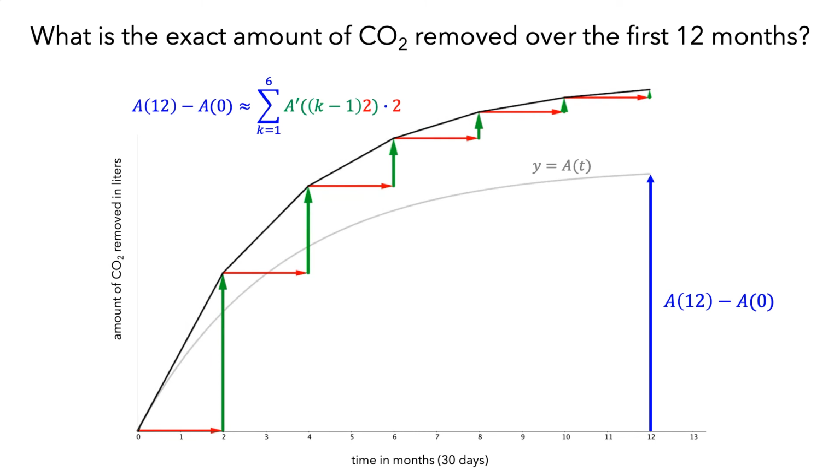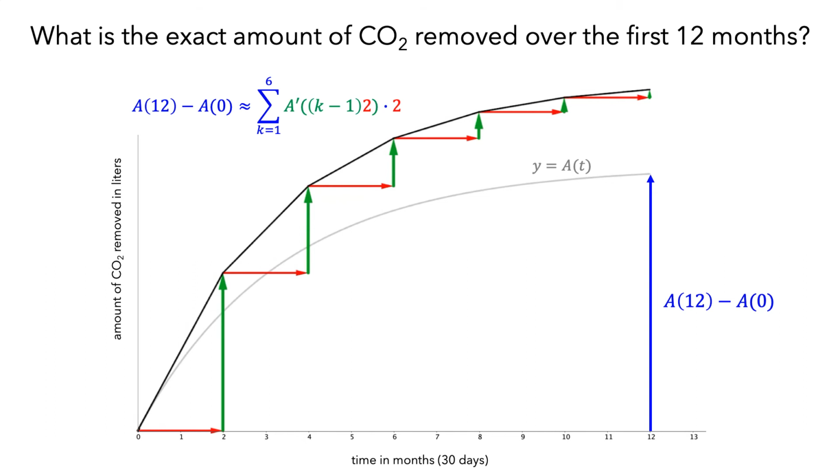Remember that this sum represents an approximation of the exact amount of CO2 removed by the scrubber over the first 12 months of its operation. We can improve the precision of this approximation by assuming that the rate at which CO2 is removed is constant over smaller intervals of time.